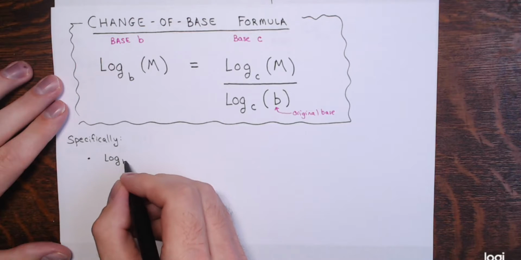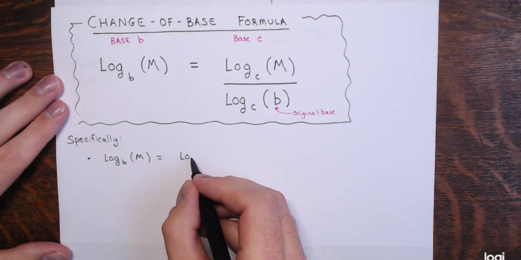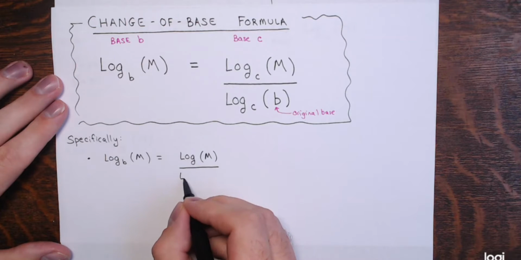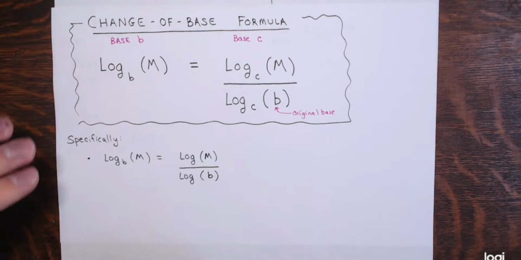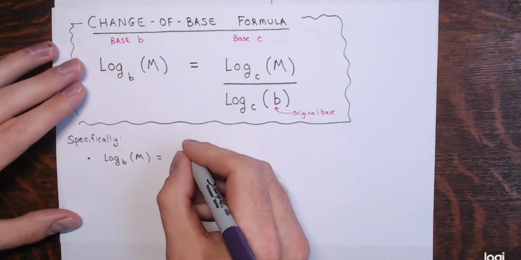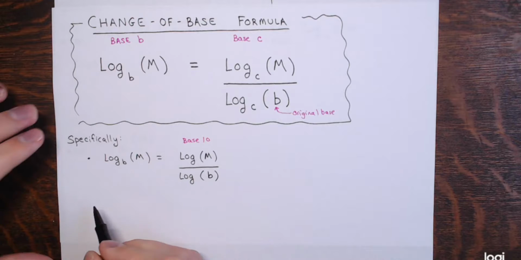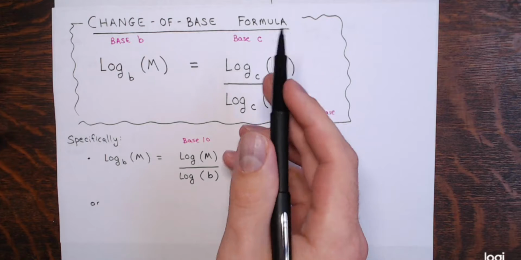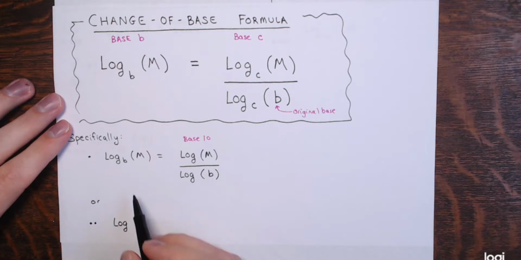I take the log base b of m and I change it to log base 10 of m, but then divide that by the log base 10 of the original base b. Right? So this is base 10 here. Or, again, you can change it to any base you want. Notice I changed from base b to base c. You can change it to any base you want. So usually they'll do it in base 10 or base e.